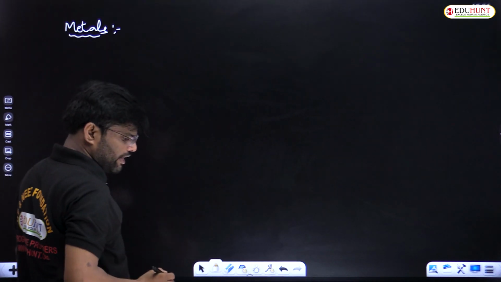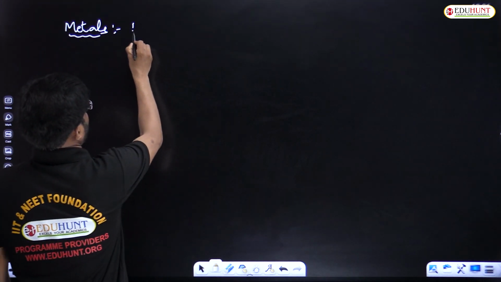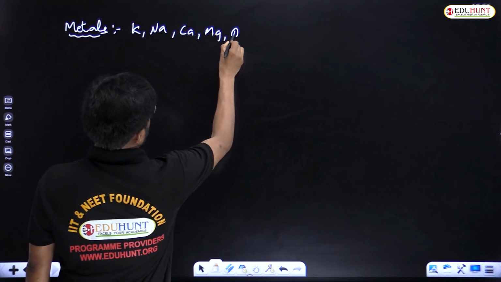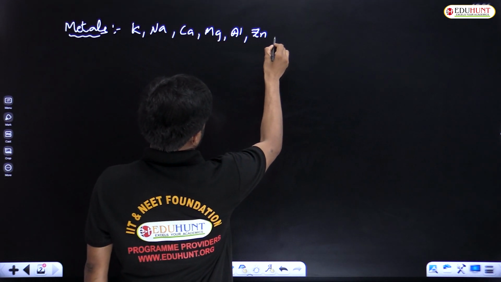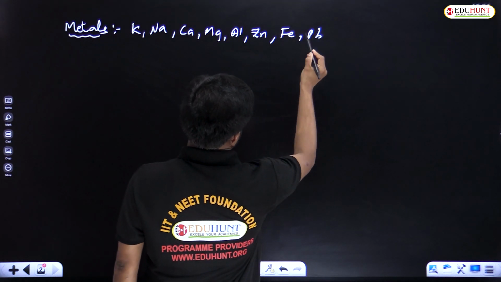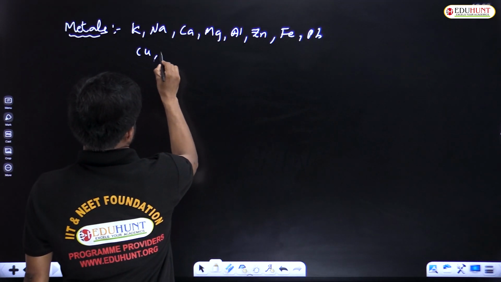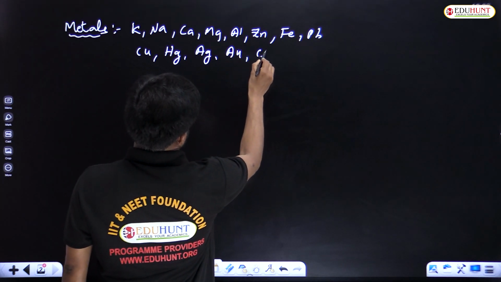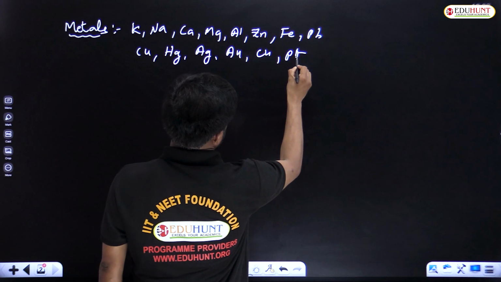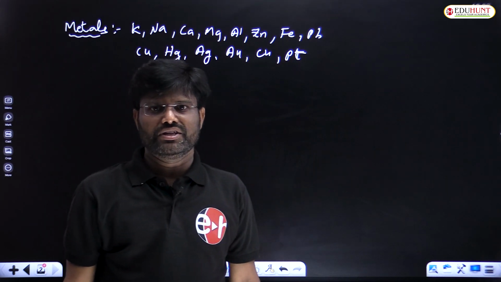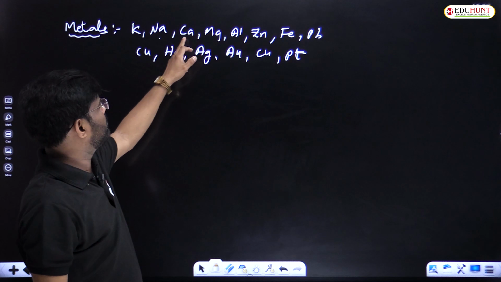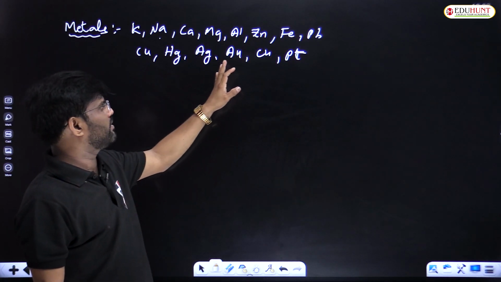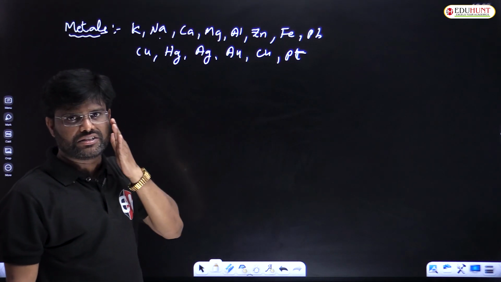See, we have different types of metals: potassium, sodium, calcium, magnesium, aluminium, zinc, iron, lead, copper, mercury, silver, gold, platinum. Mostly we are using these metals in our daily life. These are the metals. Okay.